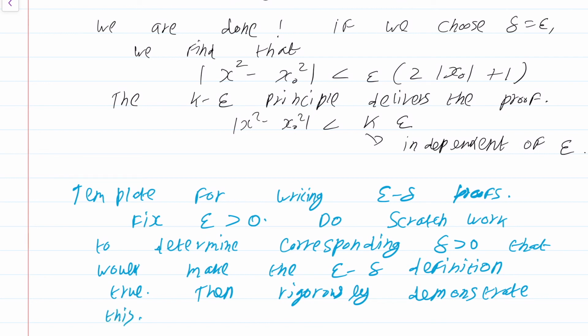Okay, so you must always start such a proof by writing fix epsilon greater than 0. Then give an expression for delta in terms of epsilon. Sometimes it will turn out to be independent of epsilon also, even that can happen. Then rigorously demonstrate that the epsilon delta definition is indeed satisfied.